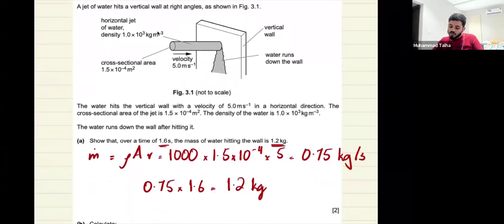Now, because mass flow rate is really delta m over delta t, and they want me to show that in a time of 1.6 seconds this mass flows, if I have this per second, I just multiply it by the time in seconds, and I get the mass is 1.2 kg. Again, this is stuff that I've already done, so I don't want to waste a lot of time here.